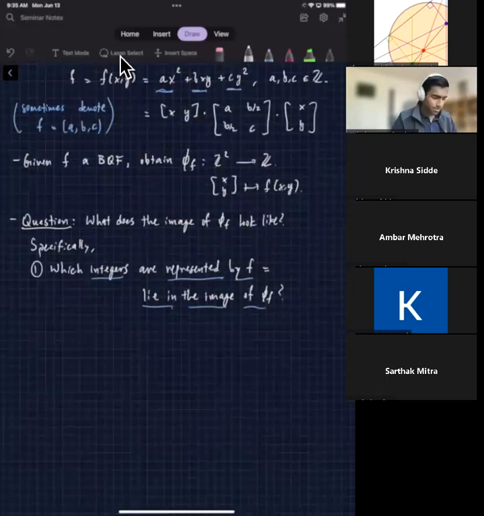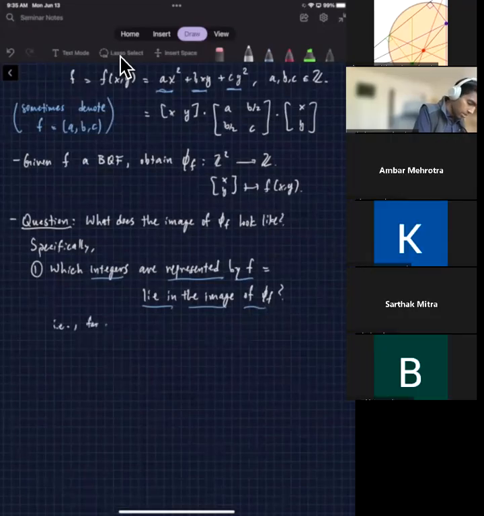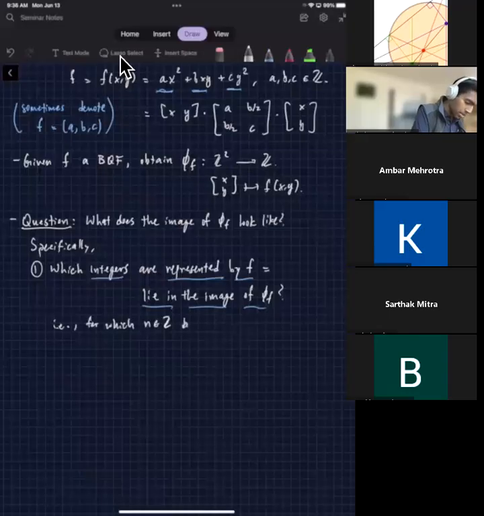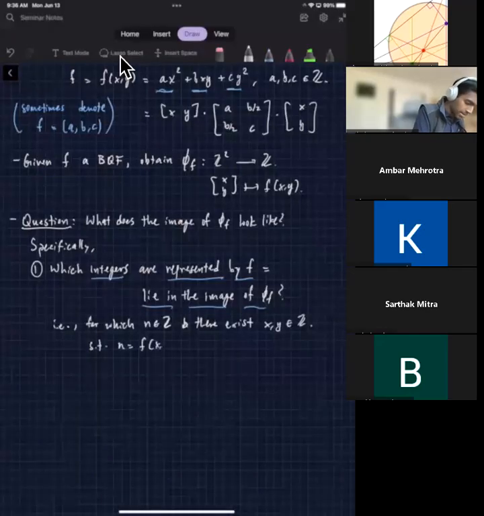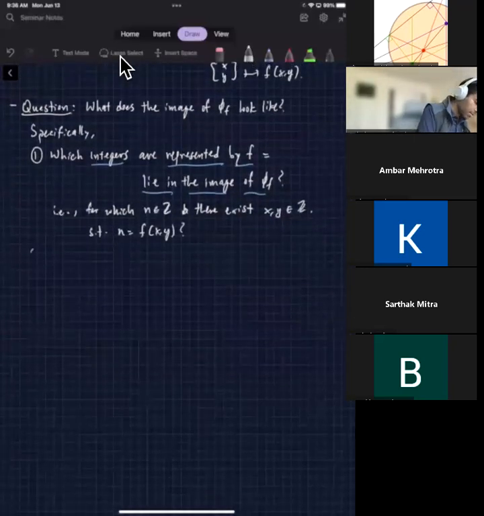Yeah, so the first question we'll be interested in is which integers are represented by a BQF. Another way to say that is for which integers n do there exist integers x and y in Z such that n is equal to f of x comma y. That's another way to say that same question. Okay, so that's the first question we'll be interested in.